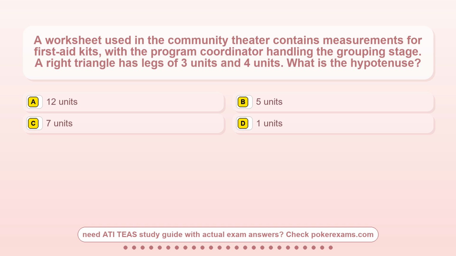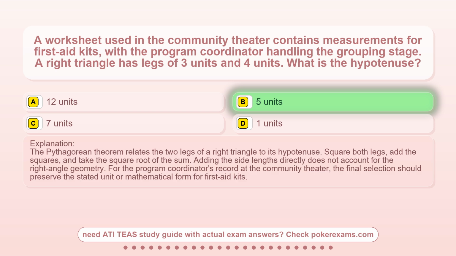Question 10. A worksheet used in the community theater contains measurements for first-aid kits, with the program coordinator handling the grouping stage. A right triangle has legs of 3 units and 4 units. What is the hypotenuse? Option A, 12 units. Option B, 5 units. Option C, 7 units. Option D, 1 unit. The correct answer is option B, 5 units.